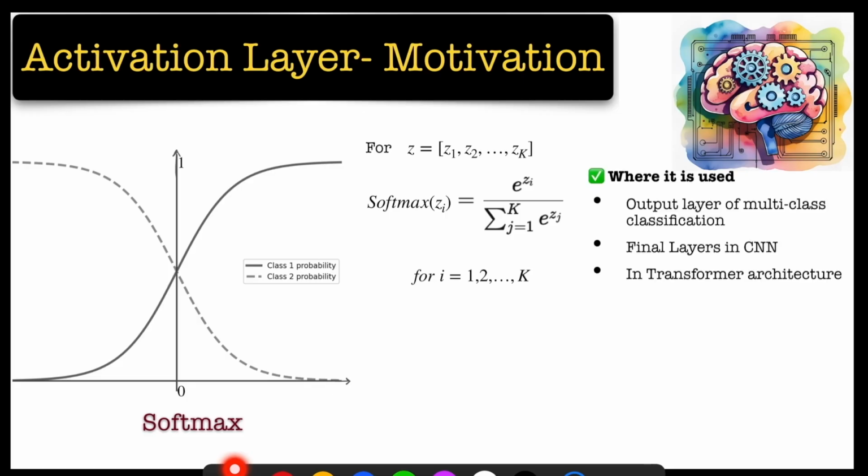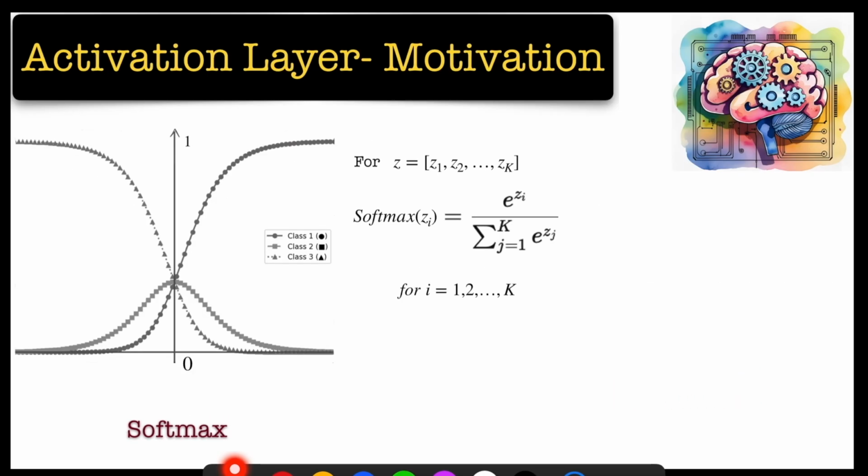So where is it used? It is used in the output layer of multi-class classification, which we have already seen in our multi-class classification video. Also in the final layers in CNN, or convolutional neural networks. In transformer architecture, we use softmax. Why is it used? It converts scores into probabilities. We need the probabilities for multiple classes, right? So that's why we use it. And it is differentiable, so we can use it.